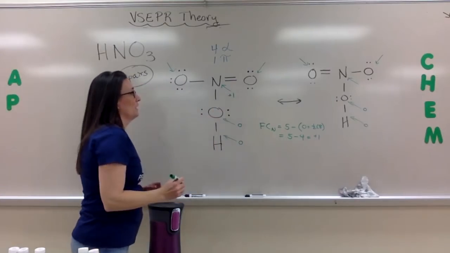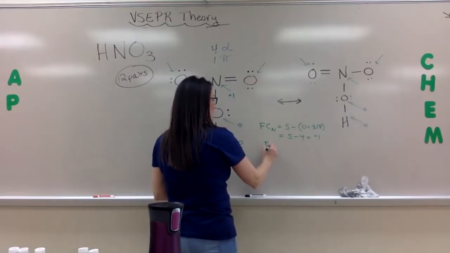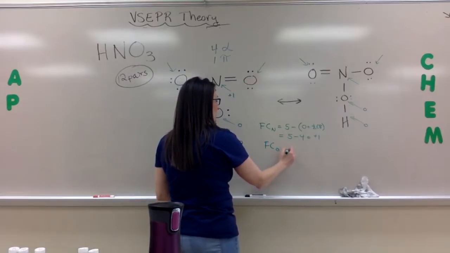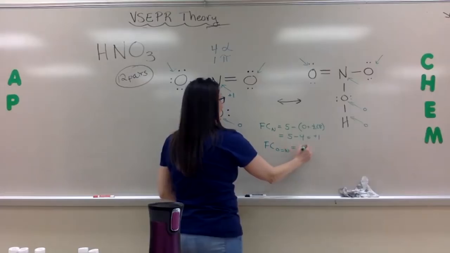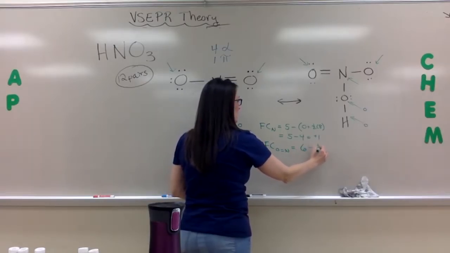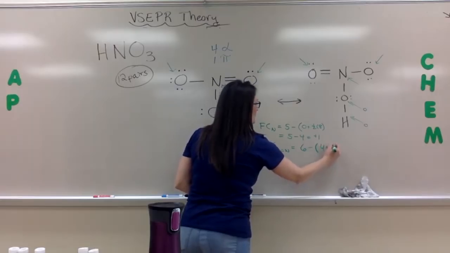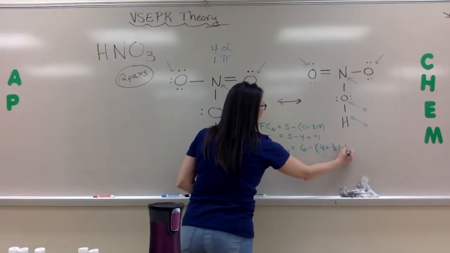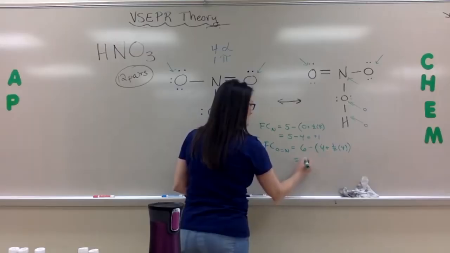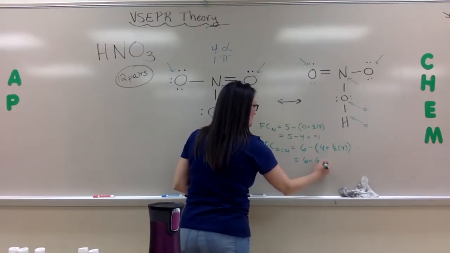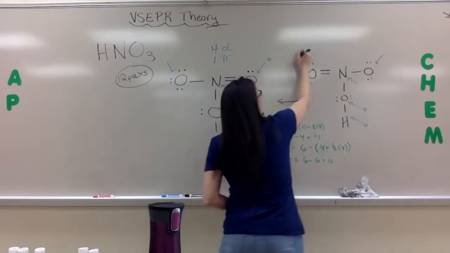Pretty sure anyway. If you check this oxygen right here, the formal charge of the oxygen that has the double bond: it's going to be 6 minus... oh no, not 1/2 yet. 4 plus 1/2 of 4, so that one is 6 minus 6, which is 0. So this one's 0.